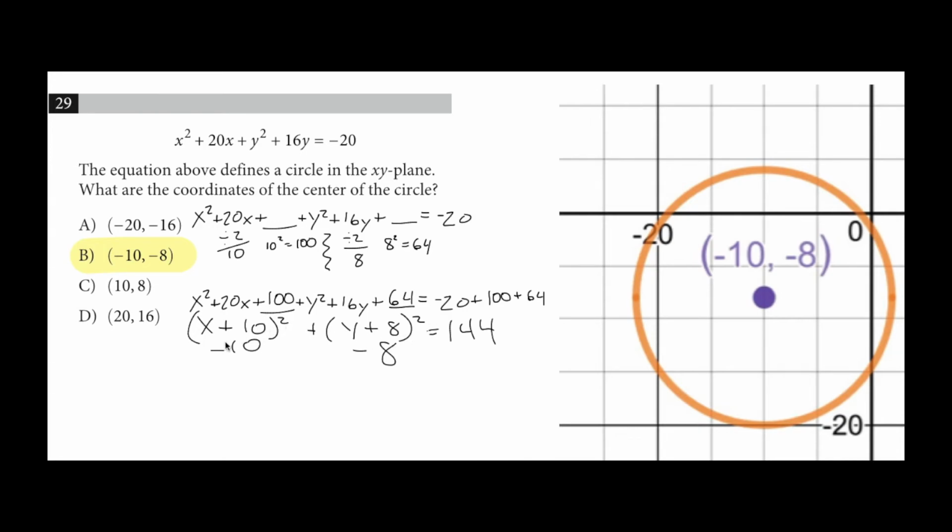And if you know the formula for the area of a circle, for the graph of a circle, then you know that this really should be x minus -10 and y minus -8. That's why the answer is here, -10, -8. Because the formula says if you want to find the center of a circle, h, k, it'll be x minus h squared plus y minus k squared.